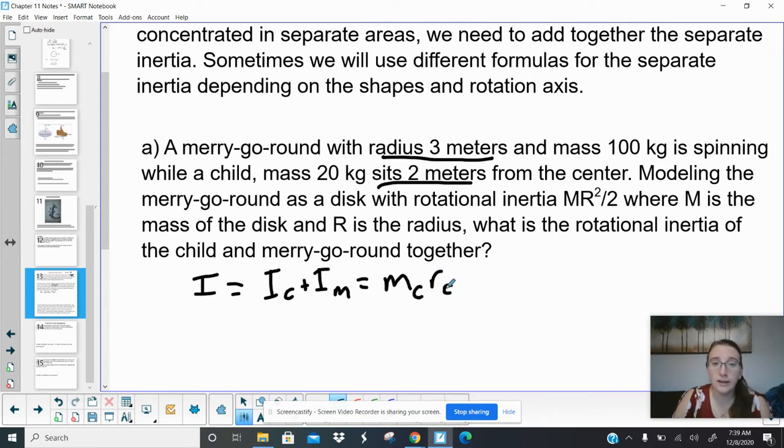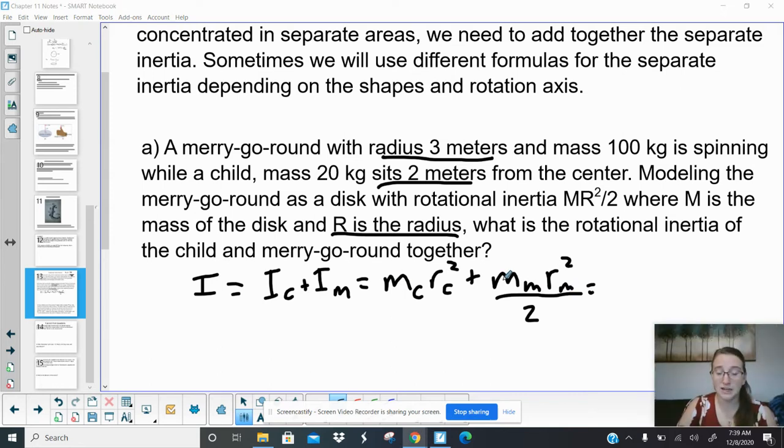I'm also going to put a C here because this radius refers to the distance from the center of rotation. So notice the kid is sitting 2 meters from the center. That's going to matter. Plus, excuse me, the mass of the merry-go-round. Again, you could just say m and m, but you would have to be very careful to remember that they're different masses. This is the mass of the merry-go-round times its r squared. Now again, this r refers to the radius itself. So these are going to be different r's, which is why I'm putting different subscripts on them. Divide by 2. So there it is.